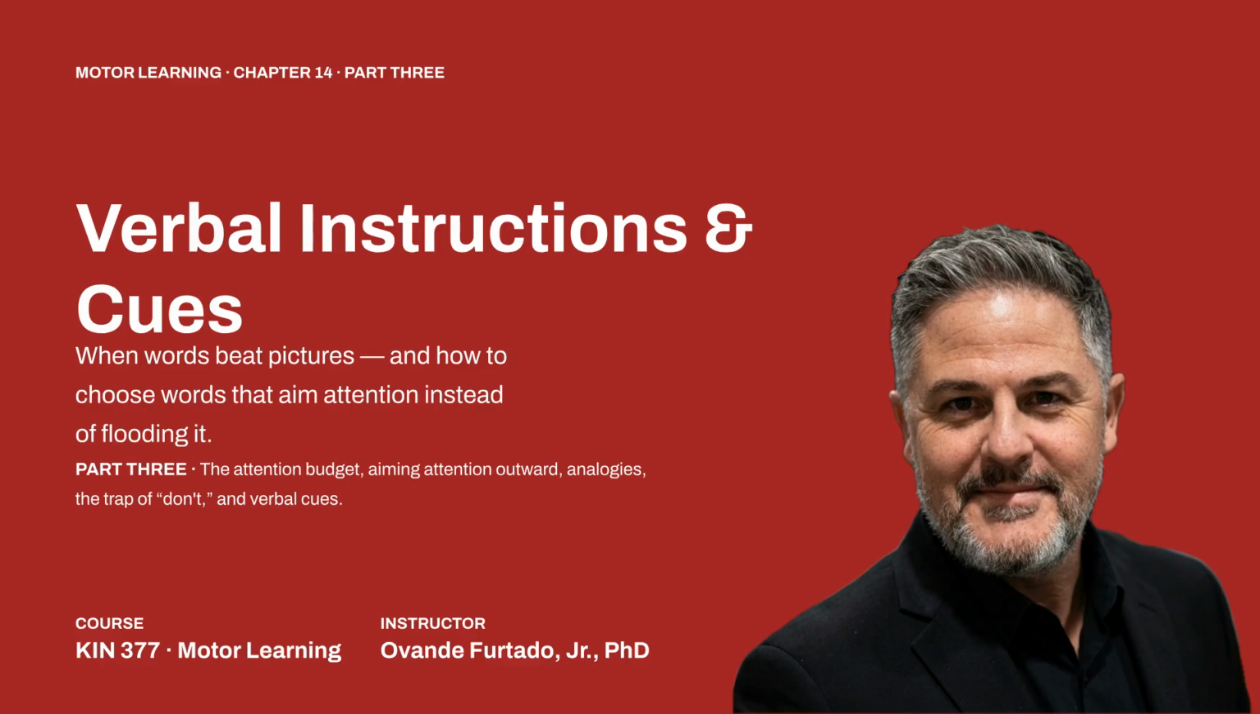A trap to avoid in your own language, the ironic effects of don't instructions, and which to stress first when a skill needs both speed and accuracy. Finally, we arrive at the most practical tool in the whole chapter, the verbal cue, the 1 to 3 word phrase that either directs attention or prompts a movement without flooding the budget. So part 3 runs from a constraint to a principle to a toolkit. Master it and you'll say far less and teach far more. Let's start with that attention budget.